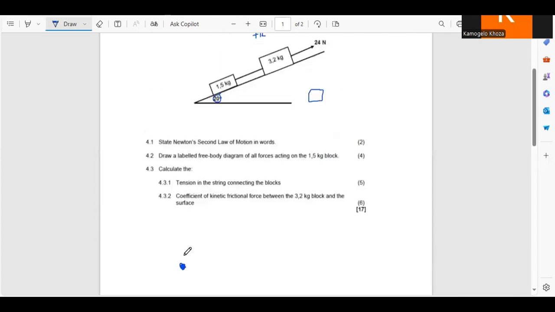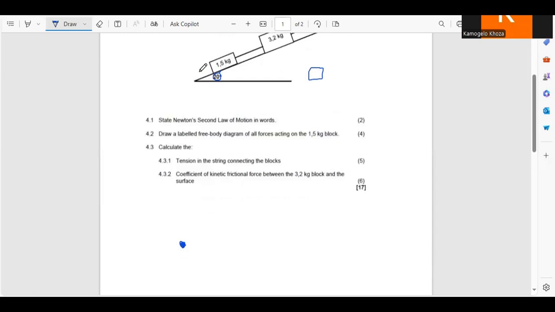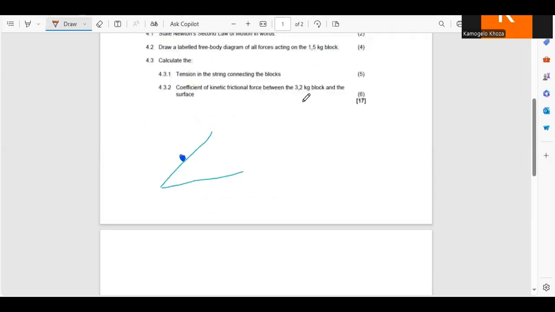Now, let us try and identify all the forces present on the 1,5 kg block. With questions involving the free body diagram and the force diagram, your mark allocation indicates the number of forces that need to be present. In this case, the mark allocation is 4, meaning that 4 forces need to be present on the 1,5 kg block. So I'm going to start with my gravitational force. Because this is on a surface, it would also have a normal force, because remember, normal force is that force that is exerted by a surface.